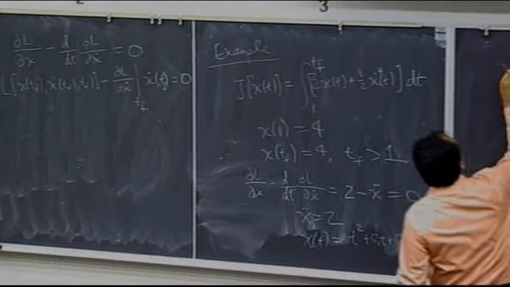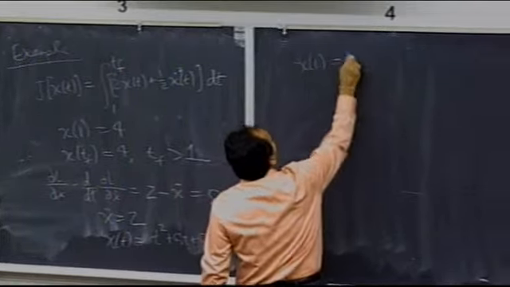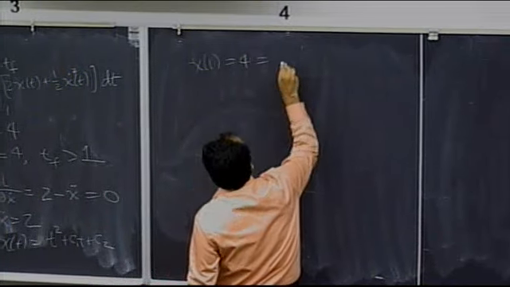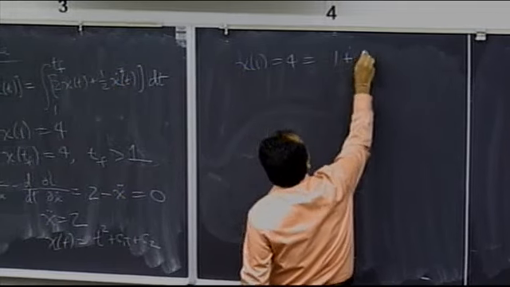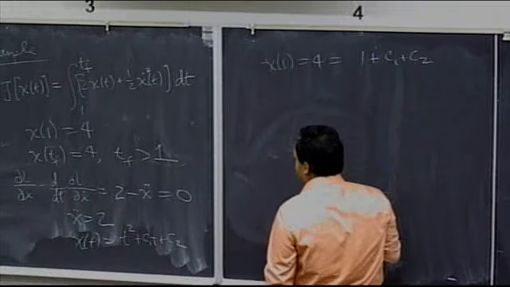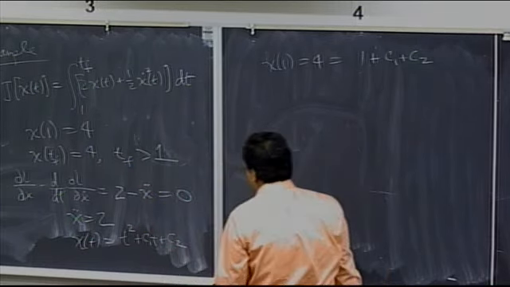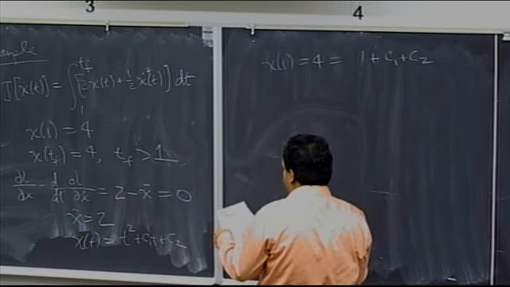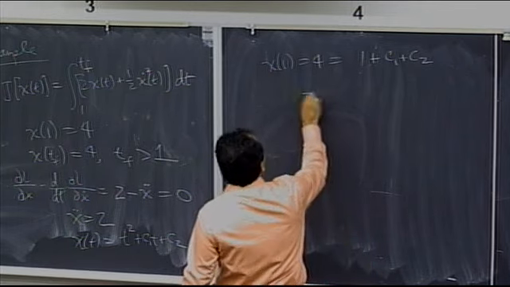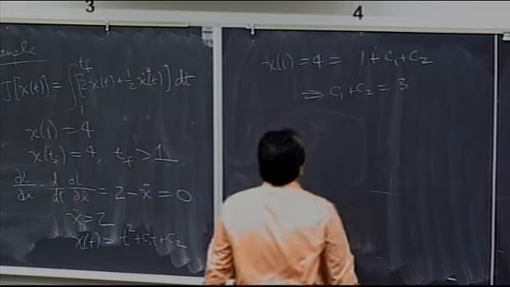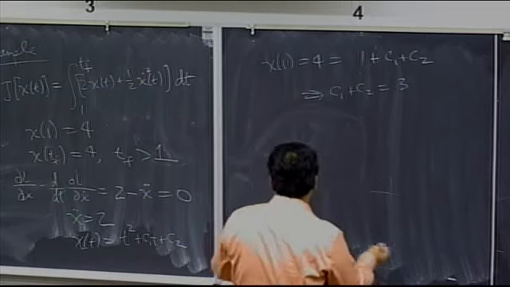So I know that x of 1 is equal to 4. So that says that 4 is equal to what? It's equal to 1 plus c1 plus c2, right? Because 1 squared is 1, plus c1 times 1, plus c2. So that gives me one boundary condition. This says that c1 plus c2 has to equal 3. So I only have one equation there, so I need another equation.